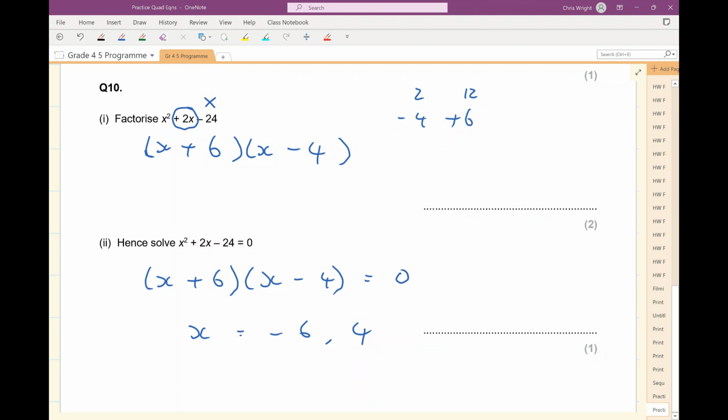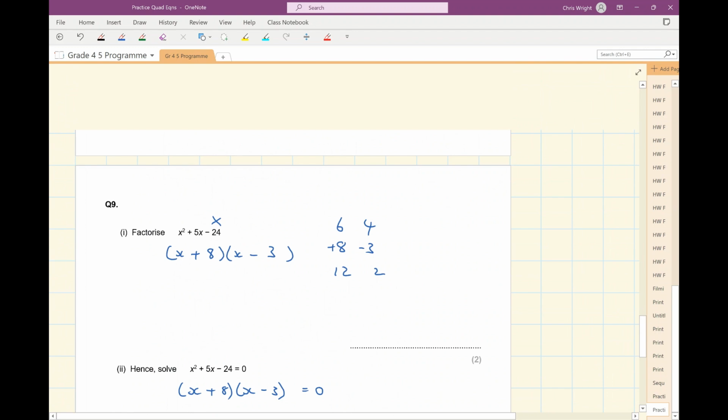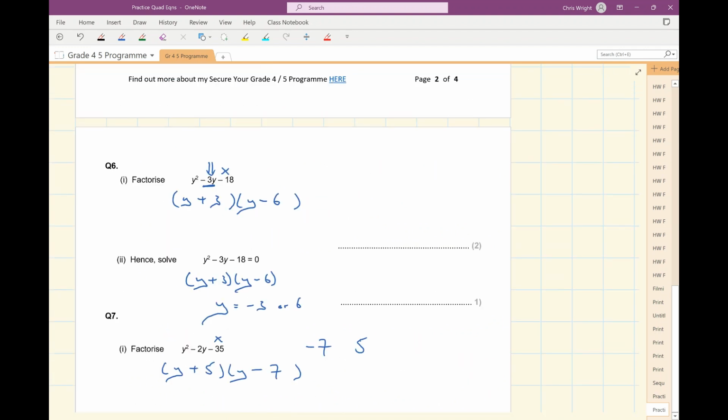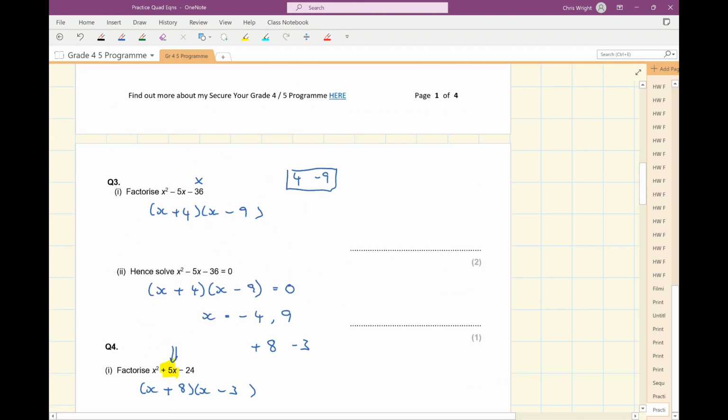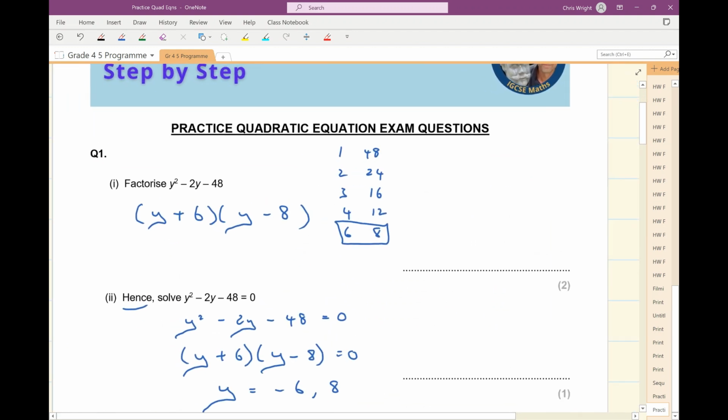And so that's it. Well done. That is 10 exam questions, all involving factorising a quadratic and then using that factorisation to solve the quadratic equation. So I hope you found that useful.